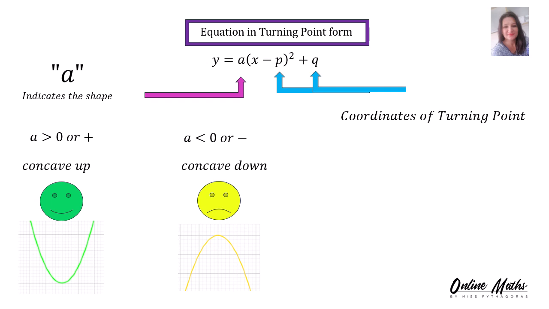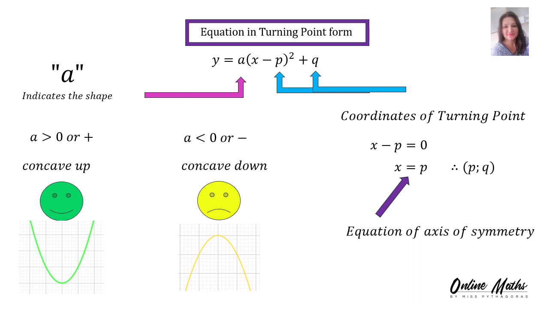With the X value, you will say whatever you find inside of the bracket there, the X minus P. You equate it to 0 and you solve X, and then X is equal to P. Therefore, the coordinates of the turning point will be P, and Q you will use as you find it there. And X is equal to P is also the equation of the axis of symmetry. Remember, the X coordinate of the turning point is exactly the same as the equation of the axis of symmetry.